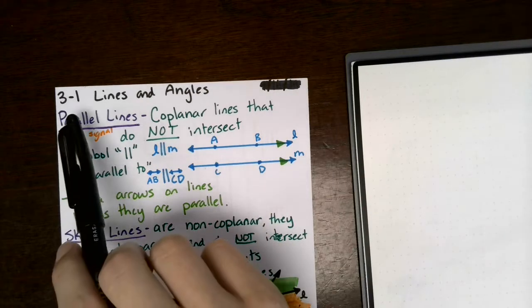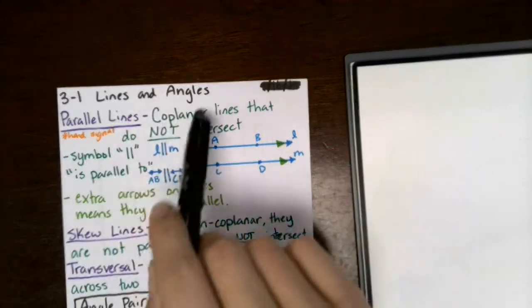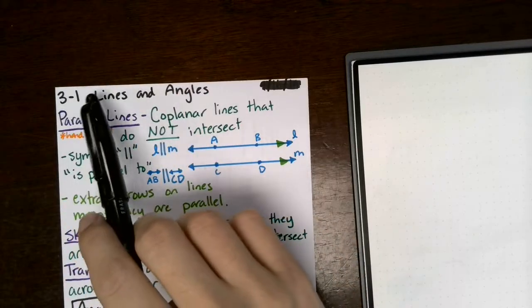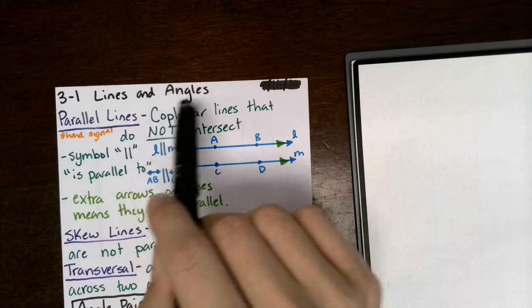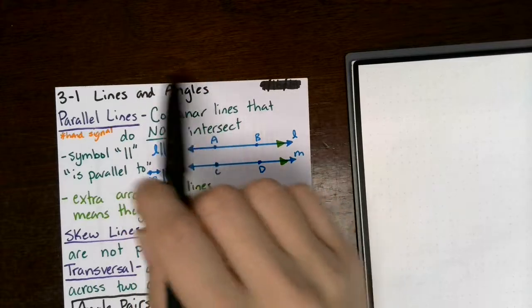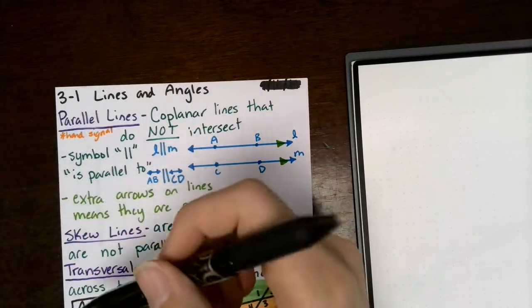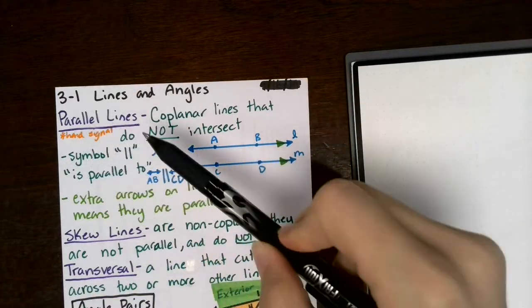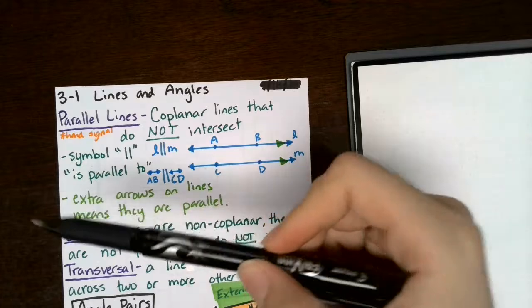Okay, so for 3-1, lines and angles, we learned about a lot of this in topic 1. We learned about points, lines, planes, and segments, and we learned about angles. So now we're going to put those two things together and talk about lines with angles. And so first off, we have to talk about parallel lines, which I'm sure you all know.